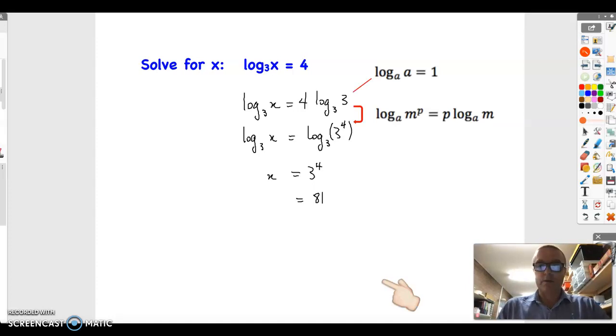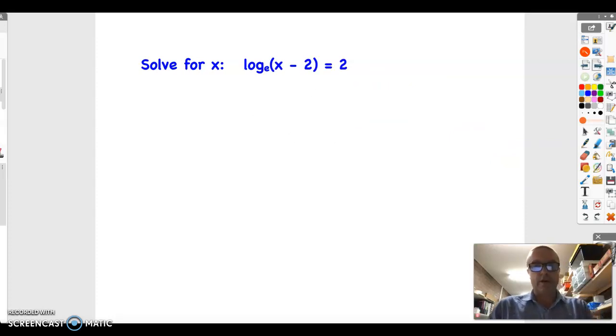Just making those log laws explicit, you can see here where we've used the second law, the log of a to the base a is equal to 1, choosing 3 as the value of a. And in going from this line to this line, we've used this law where we move the value p from the power m to the power of p to the coefficient of the expression.